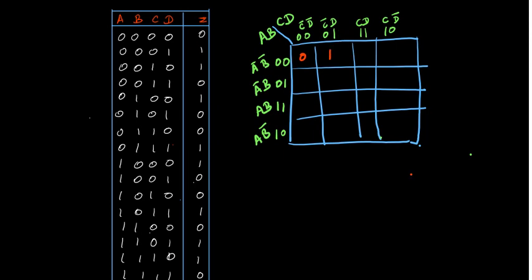Then what about the next one? A 0, B 0, C is 1, D is 0. Here A is 0, B is 0, then C is 1, D is 0. So correspondingly the output is 1 here. For the next one, A 0, B 0, C is 1, D is 1. So the output Z is 0. If we fill the rest of the table, we will get a K-map table like this.